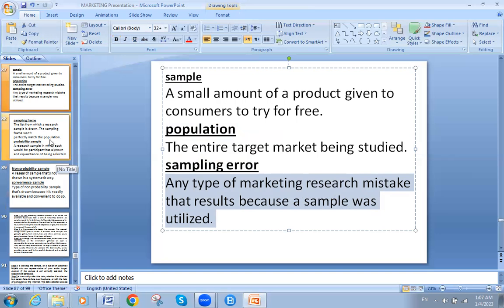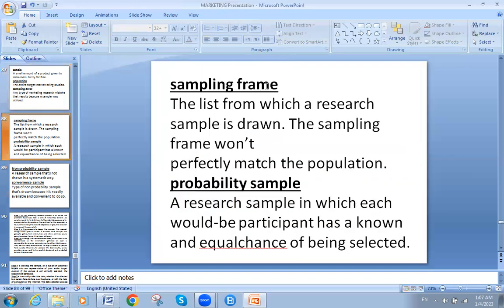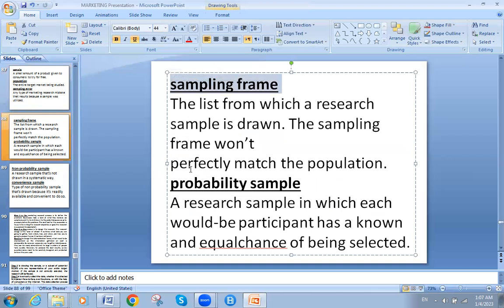Also, we have to know what we mean by the sampling frame. The sampling frame is the list from which the research sample is drawn. A sampling frame won't perfectly match the population. So the sampling frame is the list from which a research sample is drawn. We put a frame, and we take from this frame.